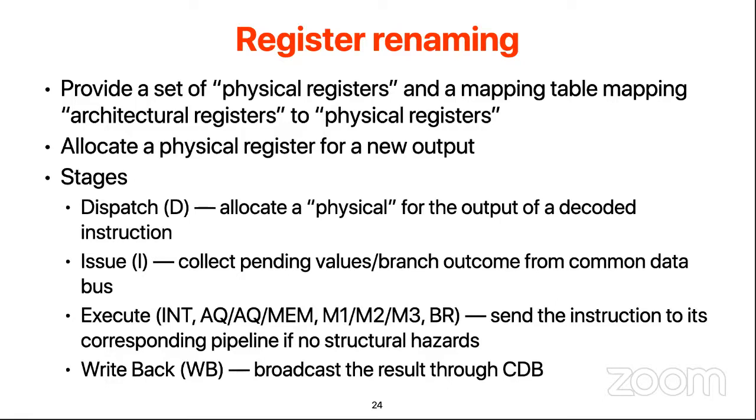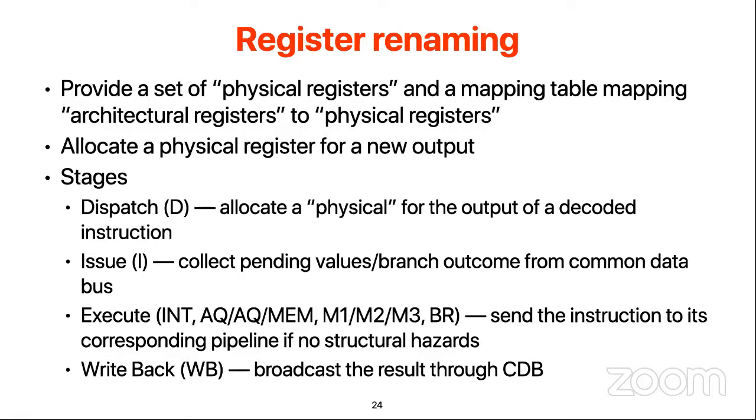Again, you feel like every time we have an issue, we just create another layer of abstraction. When we have an insufficient amount of memory, we create virtual memory. When we don't want to know the details about the processor, we create another abstraction called instruction set architecture. Here we further make the register an abstraction. The architectural registers are the registers exposed to your compiler, to your assembly language.